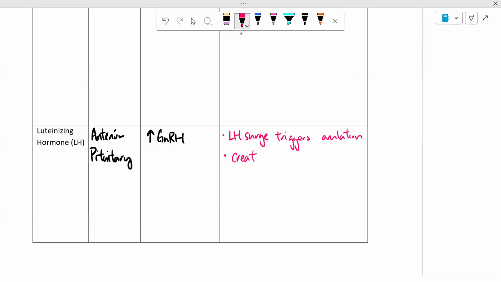And it's going to create, what does it create? You know, that thing that comes after the ovulation. What do we call that? The corpus luteum. Yeah, that's right. Creates the corpus luteum, which then increases progesterone, right? The key thing is that it triggers ovulation and then it increases progesterone.